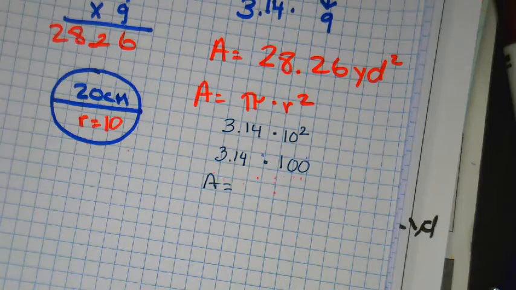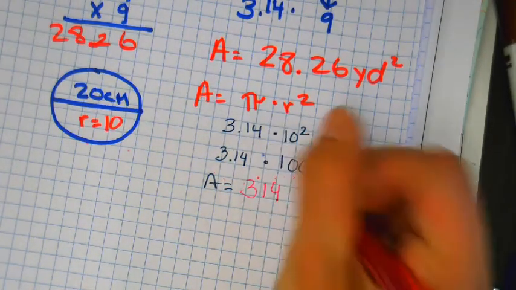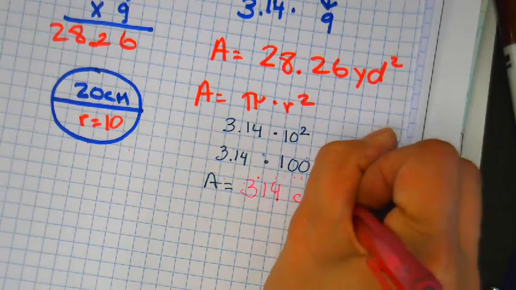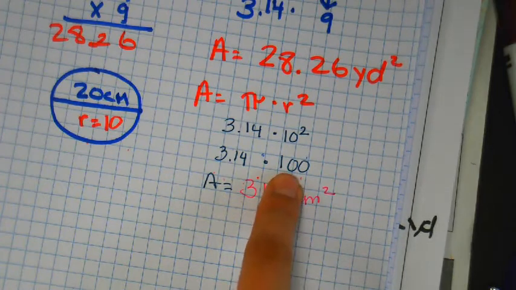What's her answer, guys? 314, actually. 314 centimeters squared. How many times do you move the decimal? 2 times because you're multiplying by 100. It's kind of like taking this number into a percent.